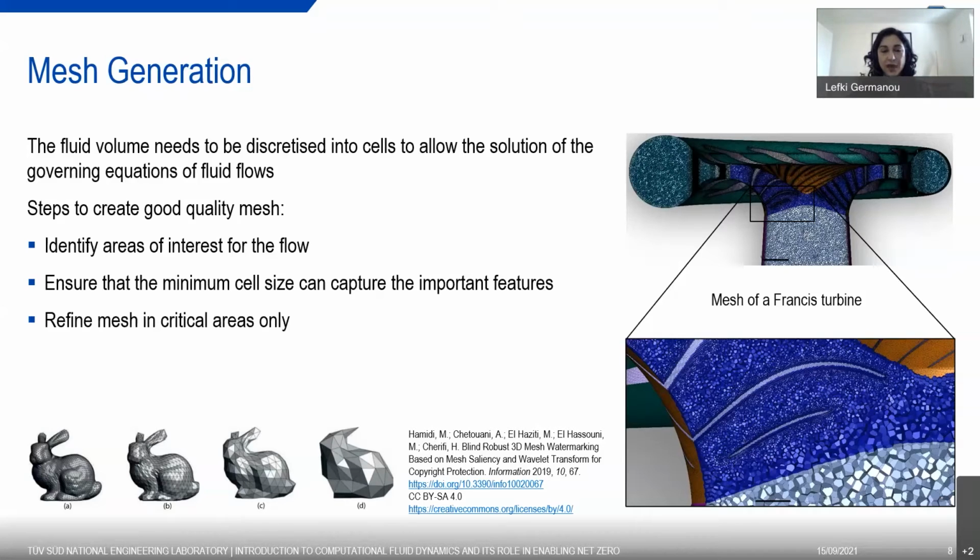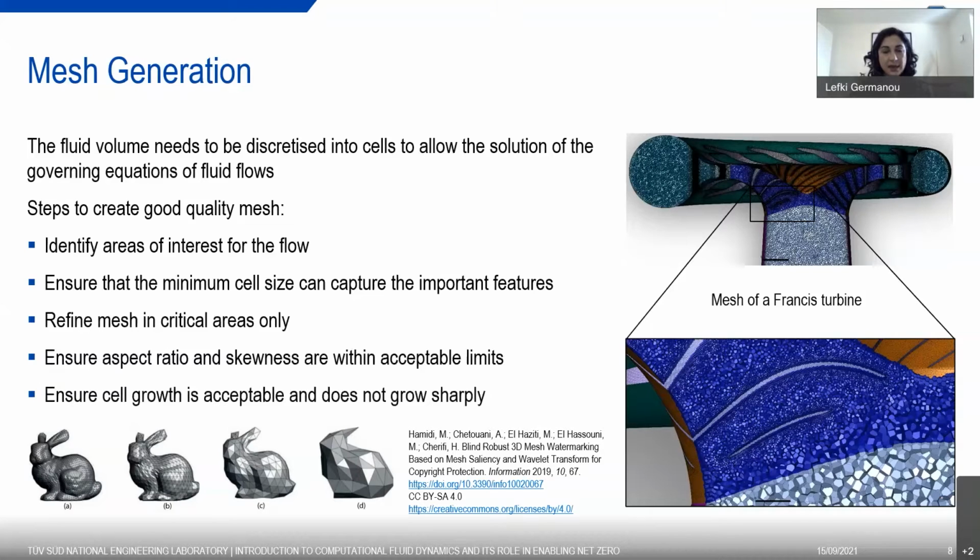After that, we need to refine the mesh in the critical areas and ensure that the aspect ratio and skewness are within acceptable limits. So in this case, we have a fine mesh especially focused on these blades. And finally, we need to ensure that the cell growth is acceptable and that it does not grow very sharply. This can be observed in the pictures on the right, where we have the cell size growing steadily towards the outlet of the domain.